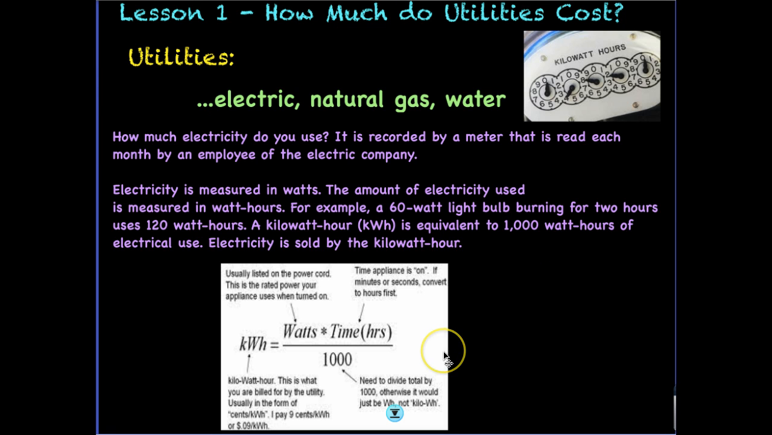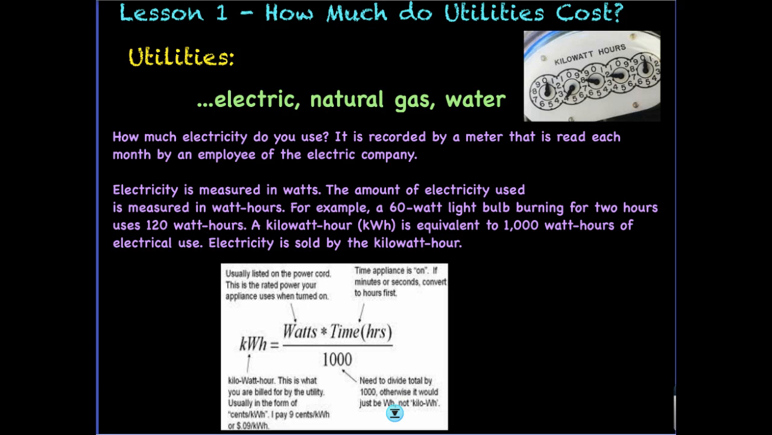Here's something that you could write in your notes in order to help you on the practice. Here we have a kilowatt. This is what you would be billed at, and it's equal to however many watts you use over time. And then we divide it by 1,000 in order to come up with our kilowatts. In this example, this person pays 9 cents per kilowatt. So looking up here, we have our 60-watt light bulb times 2 hours. So it used 120 watts. We would divide that by 1,000 to figure out what portion of a kilowatt that actually was. And we'll go through an example soon.